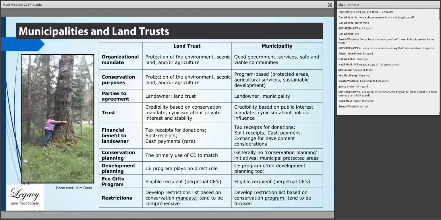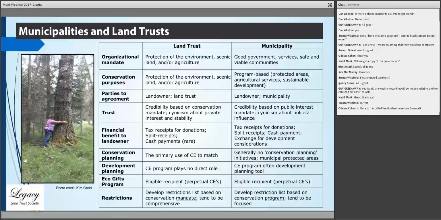So organizational mandate between a land trust and a municipality are slightly different, right? A land trust is very focused on ensuring, well, that's their whole objective. That's the mandate. That's what they do. Versus a municipality has a broader purpose. Conservation purposes mimicked as well. So program-based really more in a municipality. What are you trying to achieve? What are the objectives? Thank you, Odessa. And what are you trying to get out of the conservation aspects of it?